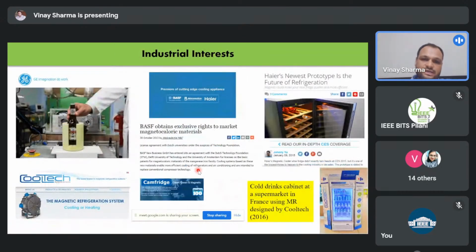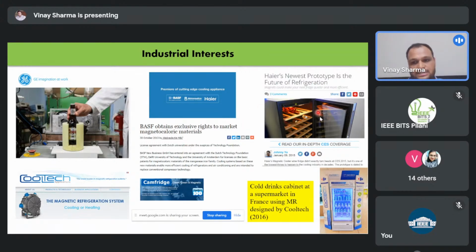These are some of the recent industrial interests where the companies are working. As I mentioned earlier, this is one example of GE, which is using this magnetocaloric device for cooling wine. This is one of the applications called a wine cooler. Then there is a company in France called Cooltech. They have been working on this magnetic refrigeration system for quite a long time. Cambridge is a startup between Cambridge University research students and some more people. BASF also is working towards magnetocaloric materials and creating sustainable cooling solutions.